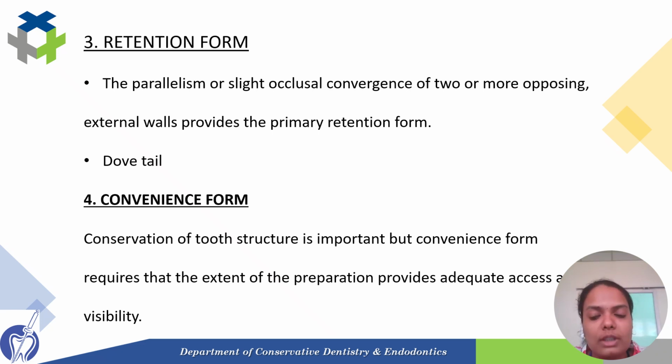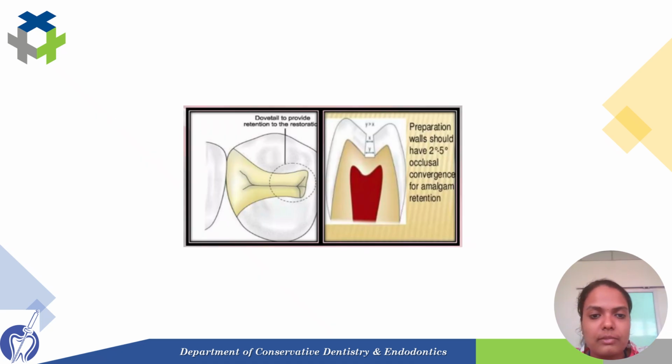So another feature that you can give is the dovetail. Convenience form is actually very important. It is just the adequate amount of space that is necessary to provide adequate access and visibility and to conveniently work through the cavity preparation. So here, this diagram shows the picture of the dovetail, and here you can also see the preparation walls that only have an occlusal convergence, but only to a degree of 2 to 5 degrees.